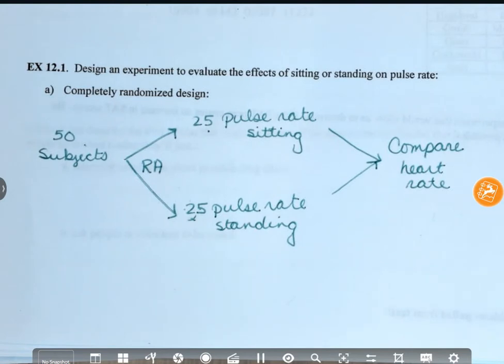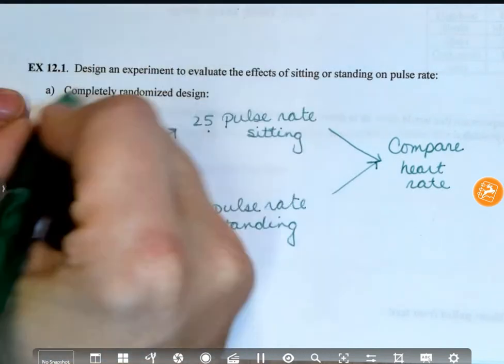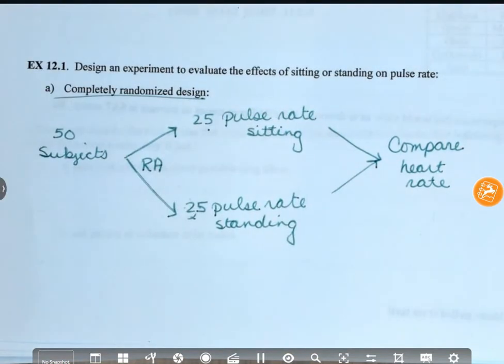Yes. Why wouldn't you want to compare how each individual person is? Ding, ding, ding. You do. That's a good thing. But this is just saying to do a completely randomized design. That means the only design technique that I used here was random. So it's not the best. No, it's not the best one. It's just one design we can use.